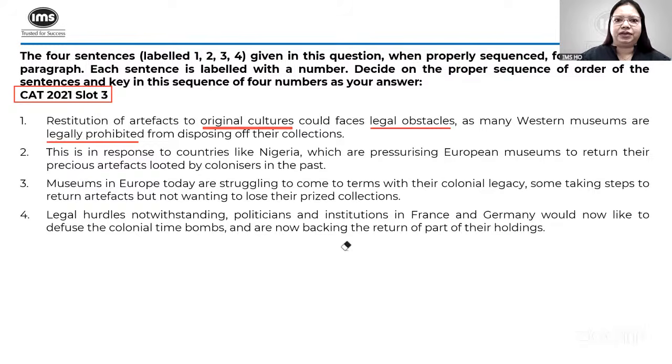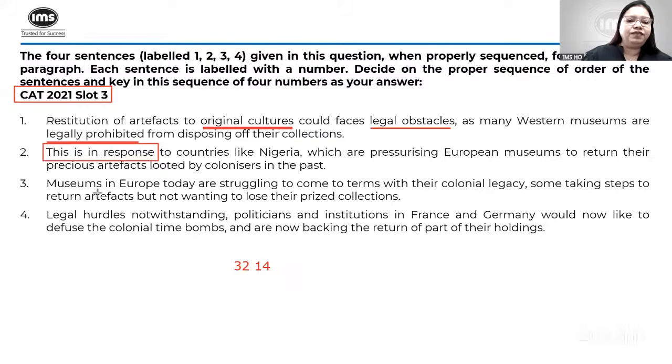They're trying to deal with it because some are forced to return artifacts. Now, when I figure that this is the happening that has brought in the context or discussion of facing legal obstacles, I realize that 2 is actually connected with 3 and not connected with 1 and 4, right? In fact, 1 and 4, if you look at placing 2 at the end, what might this in 2 refer to? What is this? This is in response to countries like Nigeria. What is this?